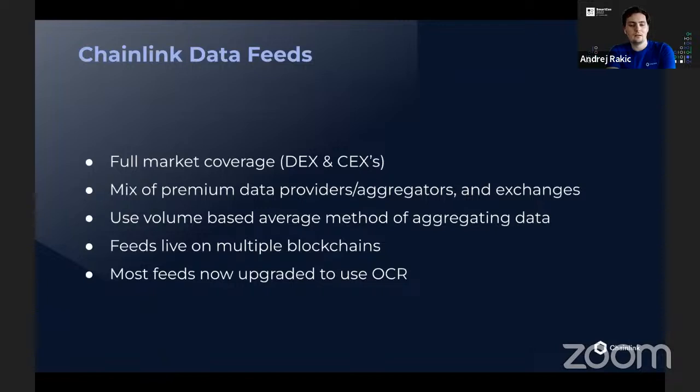So basically, to finalize Chainlink data feeds, we have full market coverage of both DEXs and CEXs, as I explained. Feeds, as I said, live on multiple blockchains. You'll just need to go to the documentation to grab the correct addresses for those reference contracts, and that's pretty much it. Your smart contracts are going to communicate with the DON through that reference contract, and that's why you need to grab the correct address for each data feed.